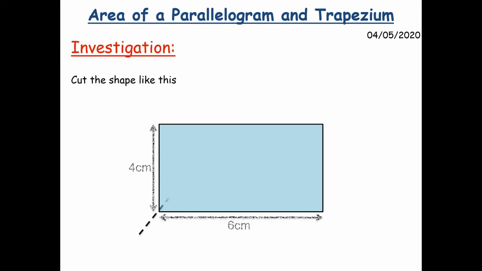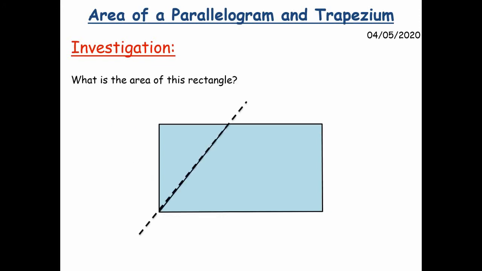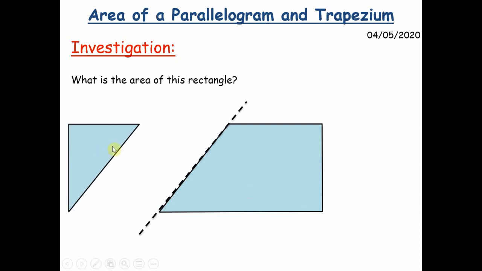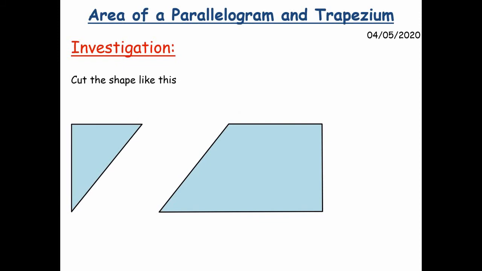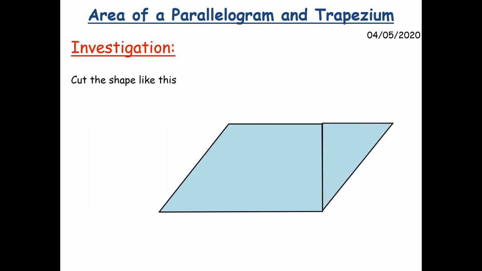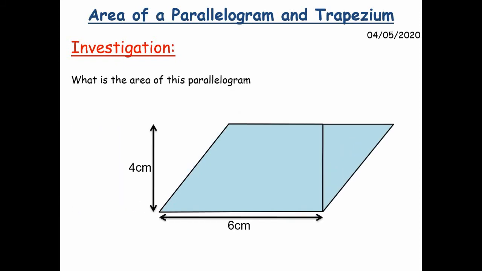Okay? If we cut the shape like this and remove a triangle, the area of the shape, the shaded blue shape, is still 24 square centimetres. Just because we've cut it and moved part of it away doesn't mean we've changed the area in any way. And if I move that triangle to the other side of the shape and stick it on over there, I get a new shape, I get a parallelogram.